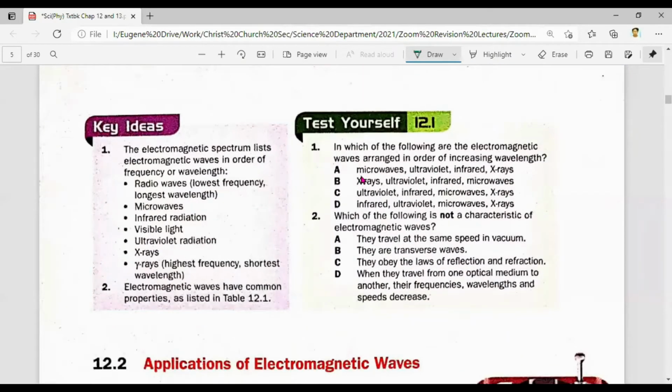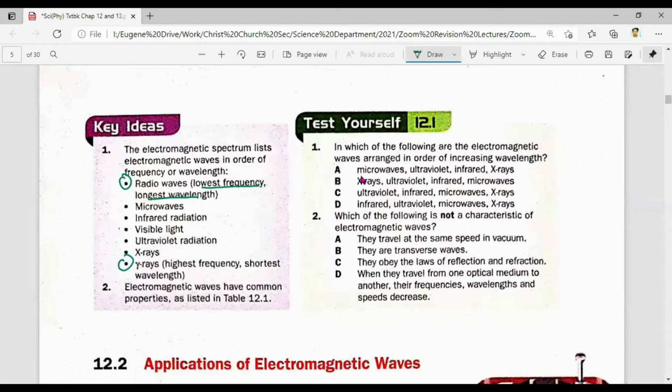Okay, so what did we go through? We went through the whole EM wave spectrum in order of frequency. So radio waves, lowest frequency, longest wavelength, all the way to gamma ray. Okay, so this is gamma ray, highest frequency, shortest wavelength. So the order is important, so do take some effort to memorize them.